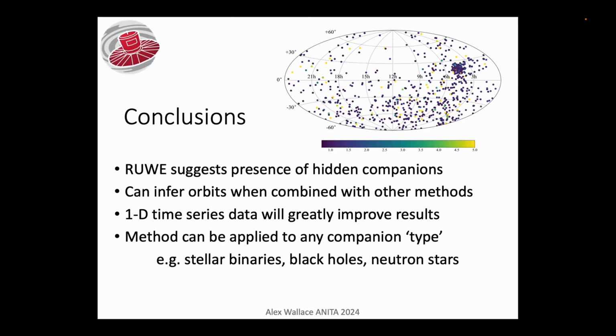And perhaps most importantly, this method can be applied to any other type of companion. So not just planets, if that's not your thing. We can also go with stellar binaries, black holes, neutron stars, and so on.